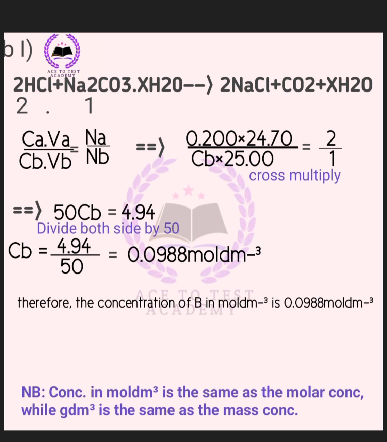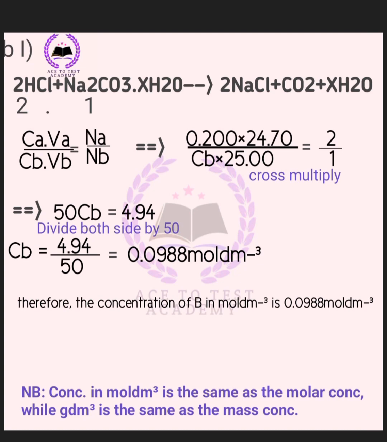When the equation is balanced, you check the mole ratio. The mole ratio of the acid is 2, that's how we have the 2 here, and the mole ratio of the base is 1. That's it here. So our moles are in the question. If you check the question, that's the mole of acid.